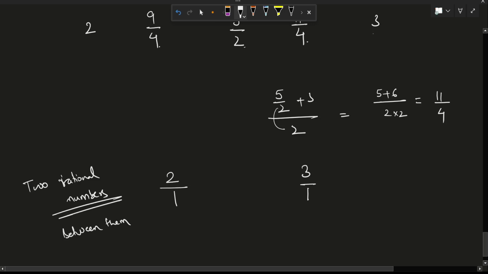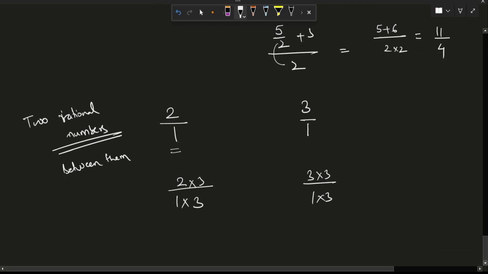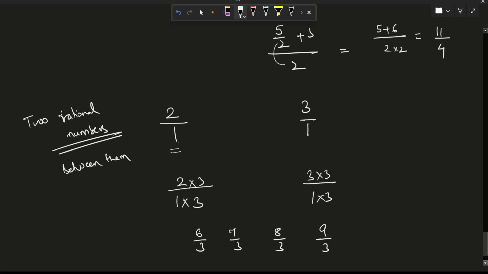So if you have to find 2, make the denominator one bigger than that, so it is 3. Multiply this by 3, this also by 3. So what you get over here is 6 by 3 and 9 by 3. In between you have 7 by 3 and 8 by 3. You got two numbers between 2 and 3. Fine.